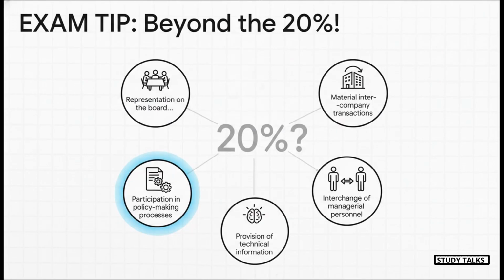And please, listen up, because this is a massive exam trap. So many students see the 20% rule and they just stop there. ICAI knows this, so they'll give you a problem where you only own, say, 15%. And you might think, not an associate. But then they'll casually mention that you have a representative on their board of directors. And bam, that is significant influence. These qualitative factors often matter more than the number, so always look beyond the percentage.